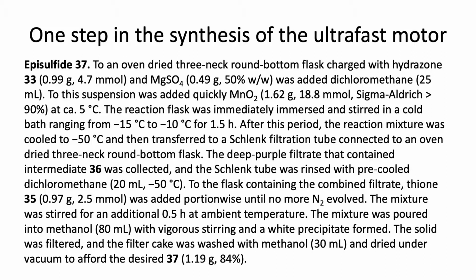So this is the experimental procedure. You take an oven-dried 3-neck round bottom flask, and you charge it with 33. You add magnesium sulfate and dichloromethane, and you cool it down. This is just one step. And then you get the yield. There are all these things you have to do. You have to know what you're doing. Even if I just gave this to you, you wouldn't know what to do. So you have to be an experienced chemist to take this and be able to repeat it.